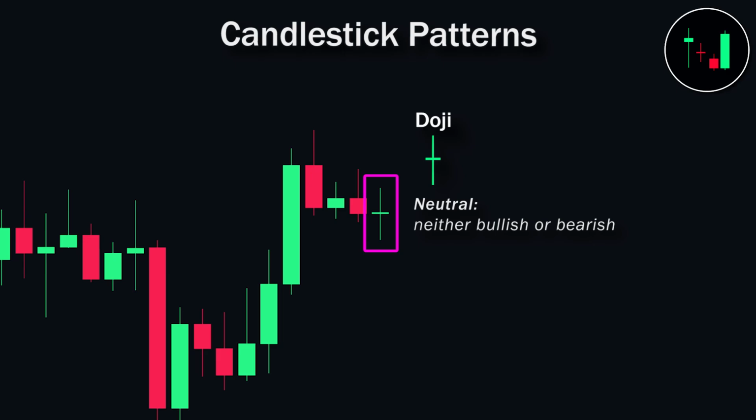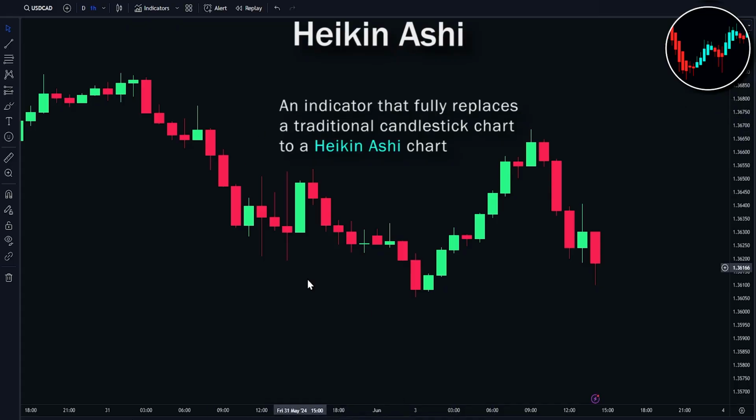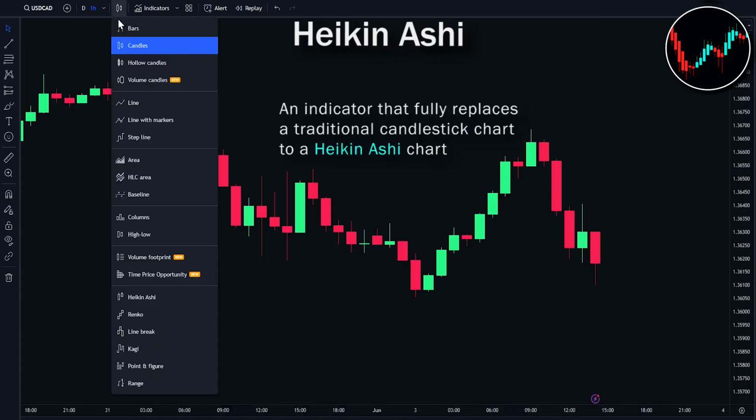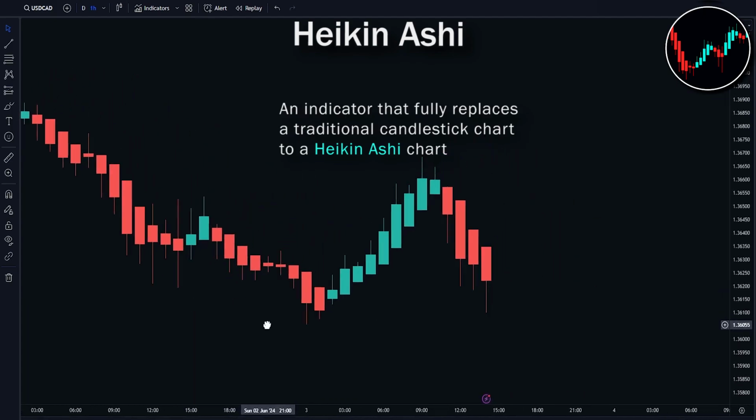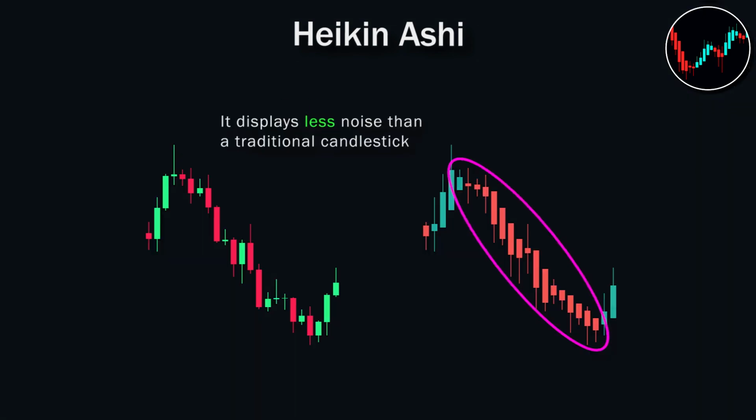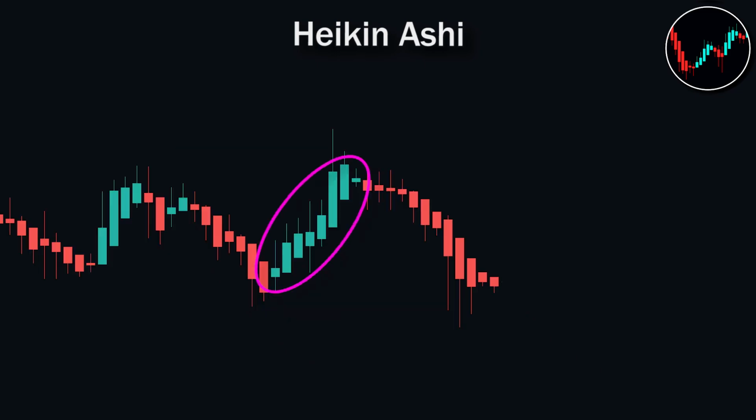Heikinashi. It is an indicator that fully replaces a traditional candlestick chart to a Heikinashi chart. When applied, it tends to give less noise than a traditional candlestick. A green Heikinashi candle signals that the price is on an uptrend, and a red Heikinashi candle signals that the price is on a downtrend.